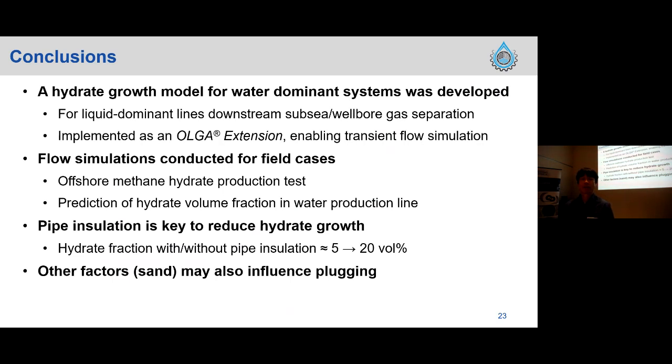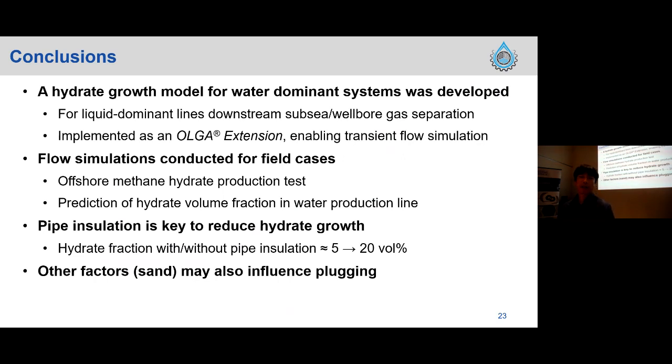So overall, in conclusion, we developed a hydrate growth model for water dominant systems, which was for the liquid dominant line downstream of the gas separation. And the model was implemented as an OLGA extension for transient flow simulations. And we conducted flow simulation in terms of the offshore methane hydrate production test to predict the hydrate volume fraction in the water production lines. And the simulation results suggest that pipe insulation is key to reducing the hydrate growth.